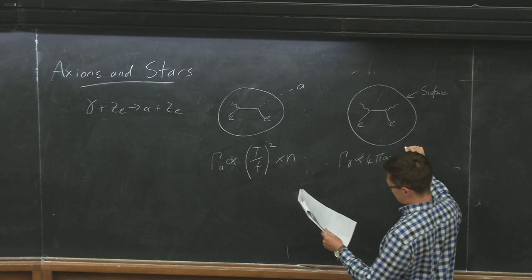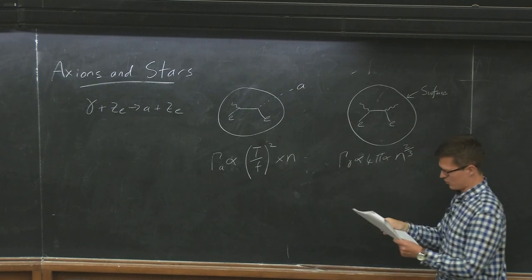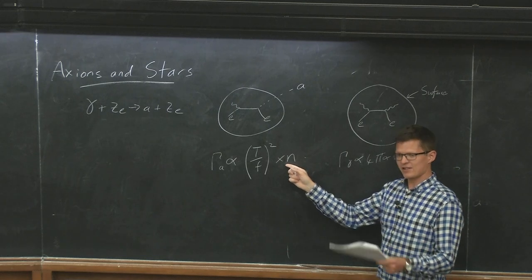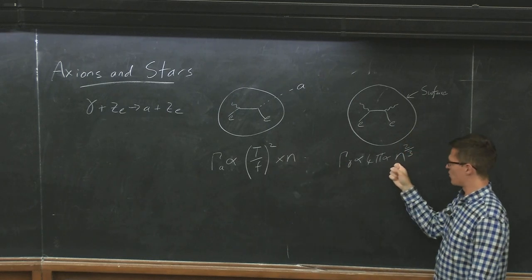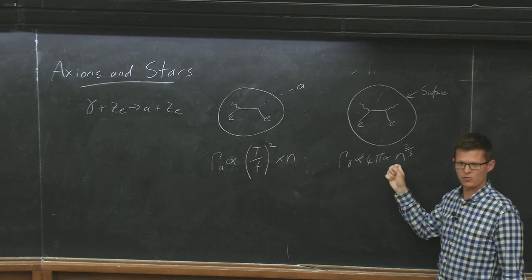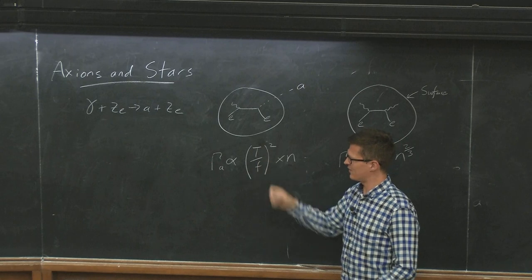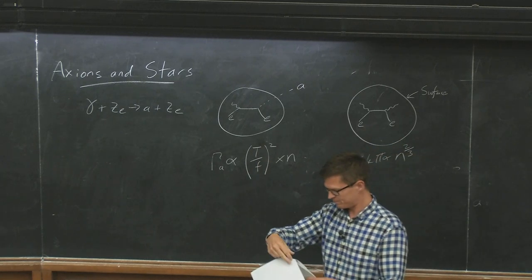Scaling like the surface area of the star, which will go something like n to the 2/3. In a star like the sun, n is something like 10 to the 57. So what you're seeing here is you have slower scaling with n for these sorts of processes than you do for these sorts of processes. And this can help you overcome this, even if T over F is a small number.